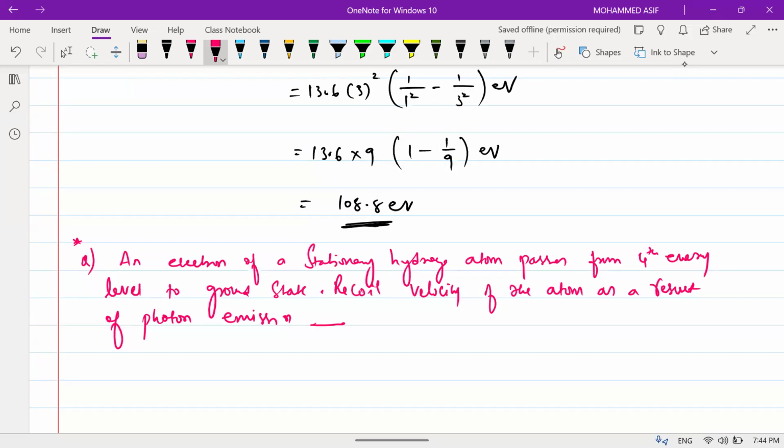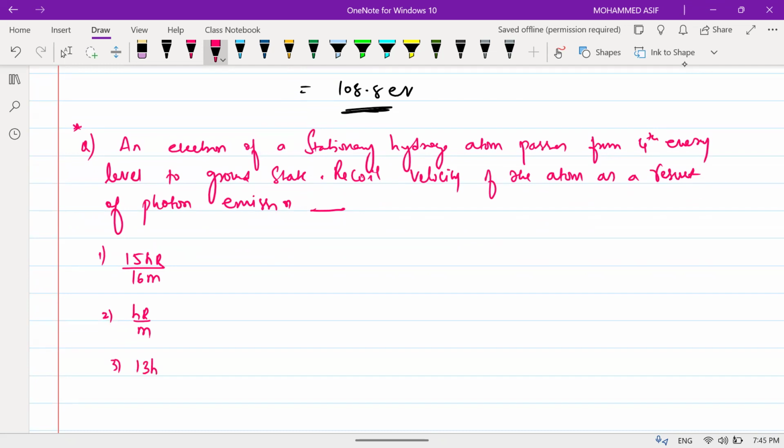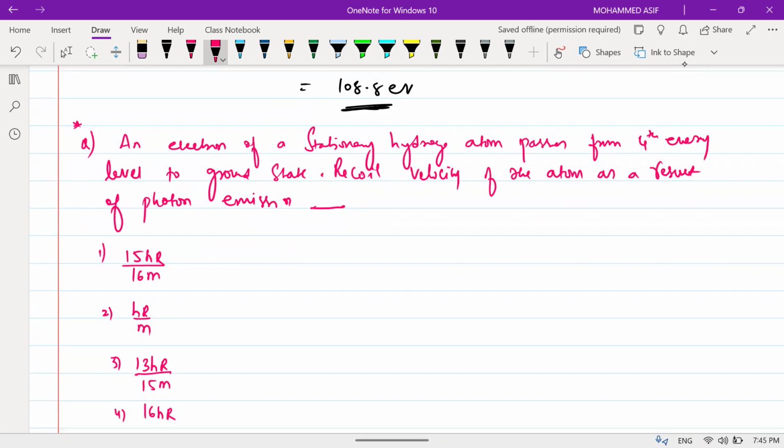Okay, this is a question. Try to read the question carefully. I'm giving you the options. First option is 15hR divided by 16 times m. Second option is hR divided by m. Third option is 13hR divided by 15m. And fourth option is 16hR divided by 15m.